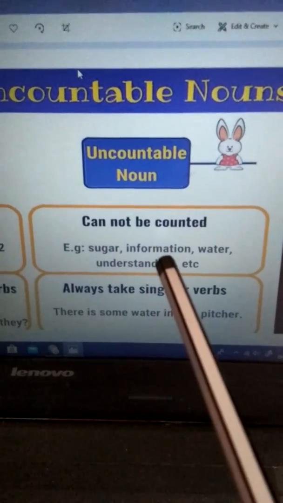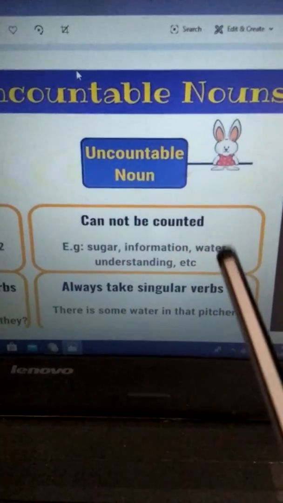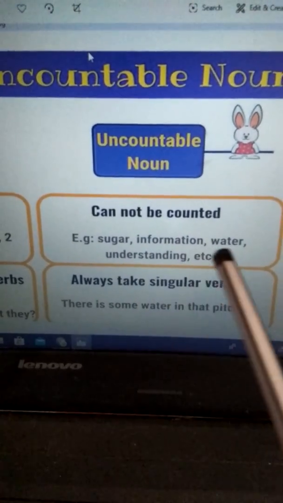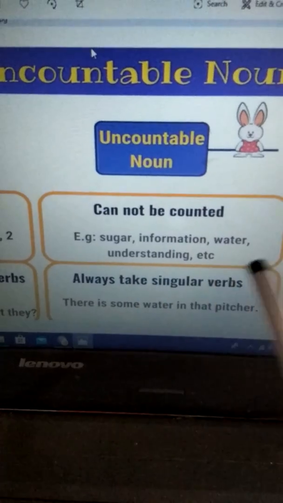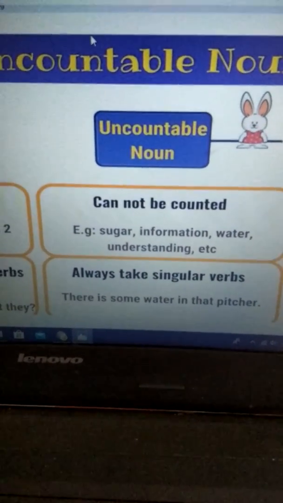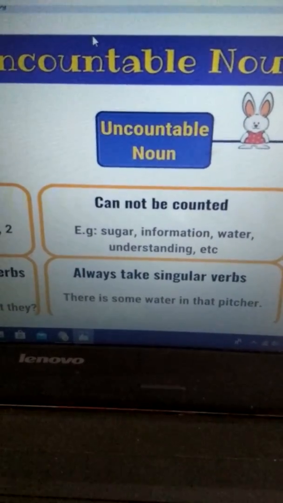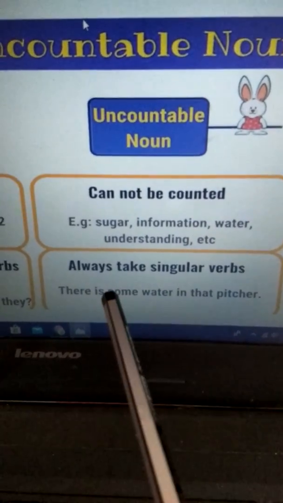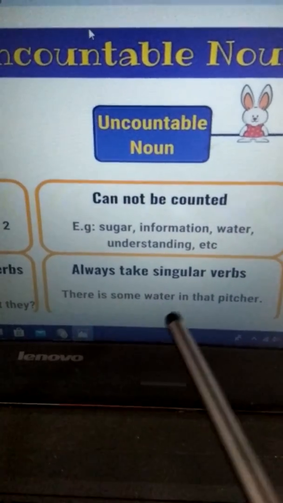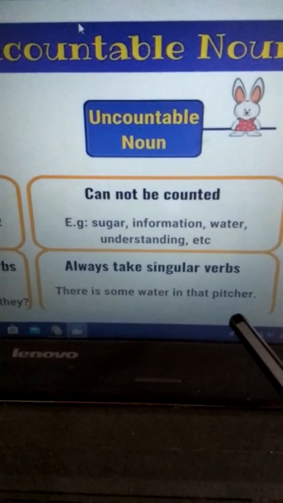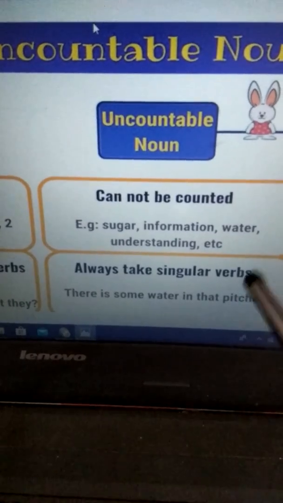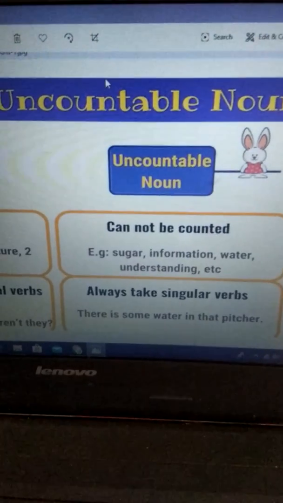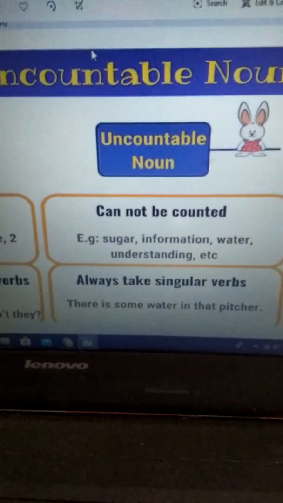Information. It is an abstract noun. Can you count it? No. Water. Can you count water? No. Understanding, etc. So these are uncountable nouns. Uncountable noun always takes the verb form which is singular. That is, there is some water in that picture. So it takes a verb form which is singular in nature. I hope it is clear, children, countable and uncountable noun.